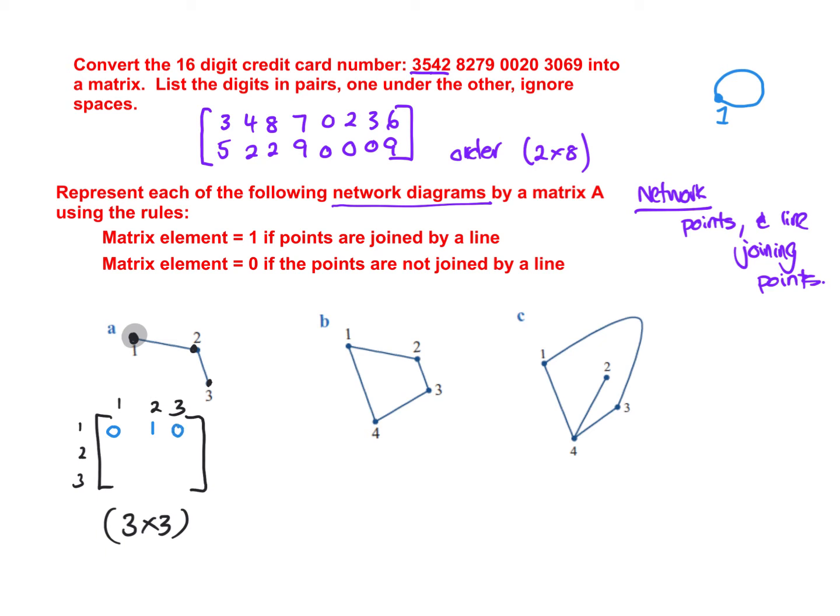Is there a direct line between 2 and 1? Yes. Is there a 2 back to 2 only? It'd be a loop. No. And what about between 2 and 3? Yeah. What about 3 and 1? A direct line? No. 3 and 2? Yes. And 3 and 3? No. There's no loop, is there? Okay.